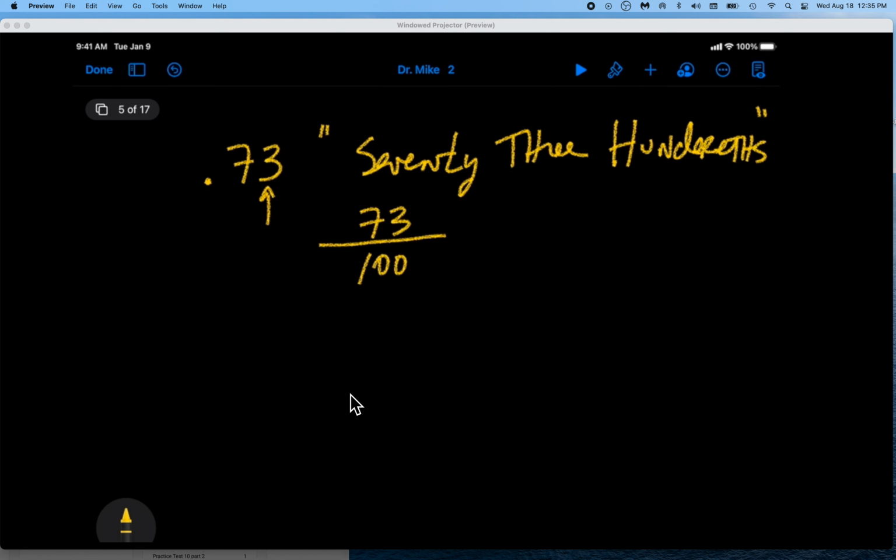How about this one? The place value furthest to the right. Tenths, hundredths, thousandths. That goes in the denominator. 894 in the numerator. If someone was to read this out loud, he or she would say 894 thousandths. If someone was to say this fraction, he or she would say 894 thousandths.